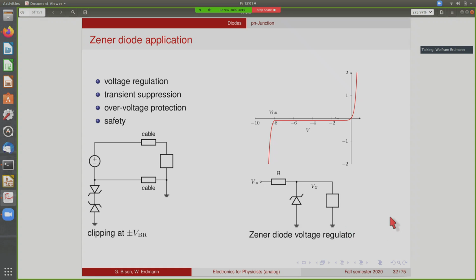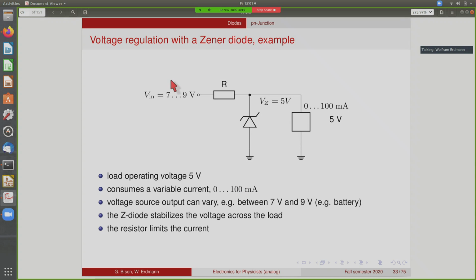Another example is a Zener voltage regulator based on a Zener diode, and we'll look at that here. Say you have a load that operates at 5 volts, so it needs a 5 volt supply. It has a variable current consumption between, let's say, 0 and 100 milliamps. And you have a voltage source that can vary, for instance, between 7 and 9 volts.